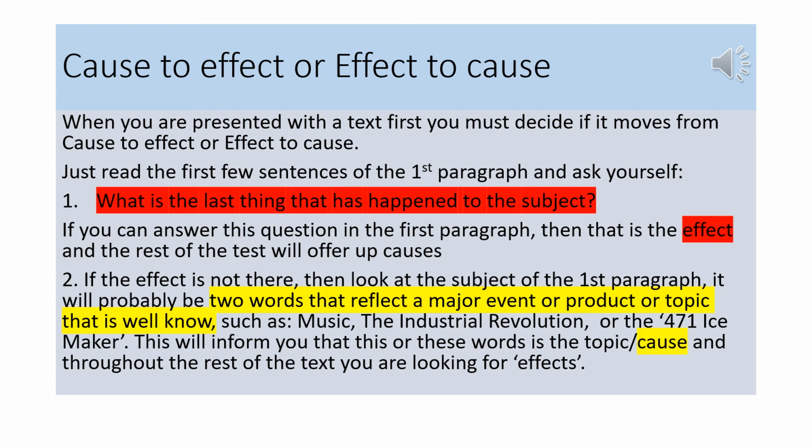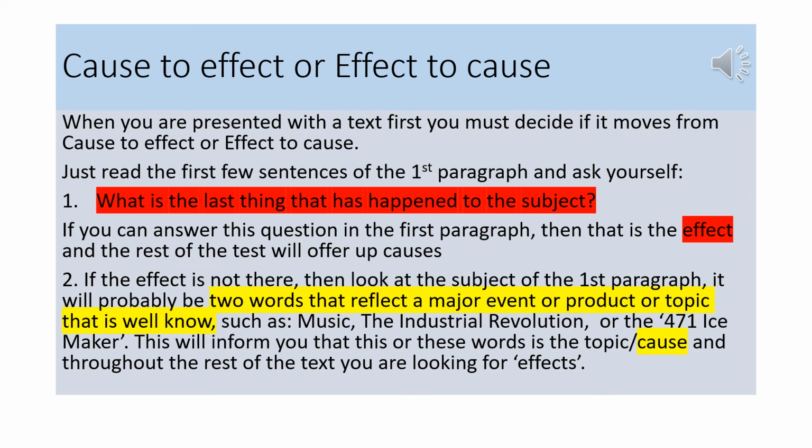It'll kind of sound like a title. This will inform you that this is the cause, okay? And the rest of the text that you're looking for, you're just going to be looking for effects, and they're very easily found, and then you just go into your procedure. You've discovered whether it goes from cause to effect or effect to cause. Now you write your compound sentence, and then follow it up with an adjective clause.